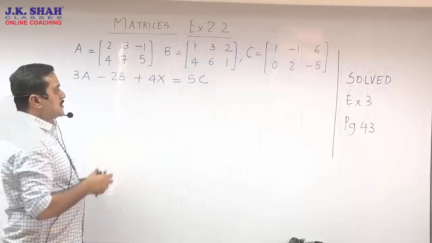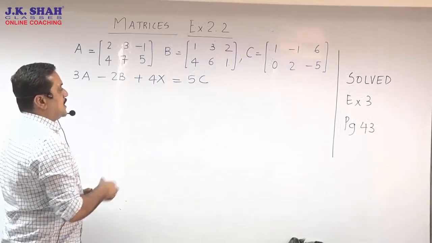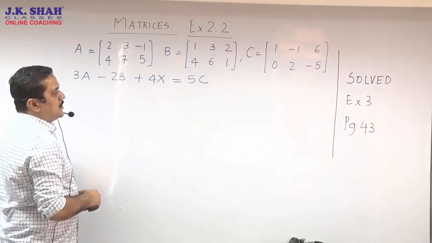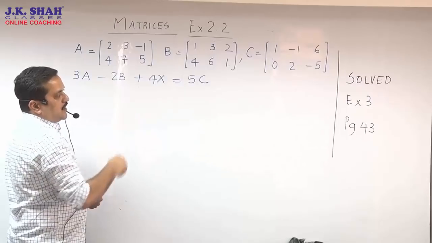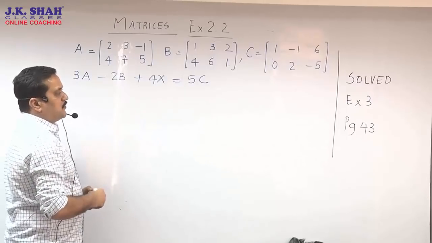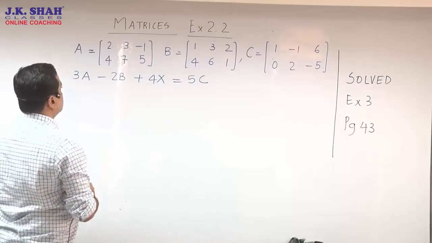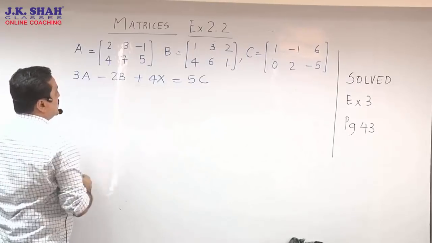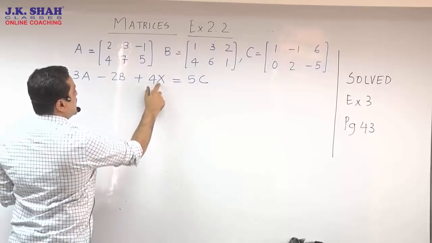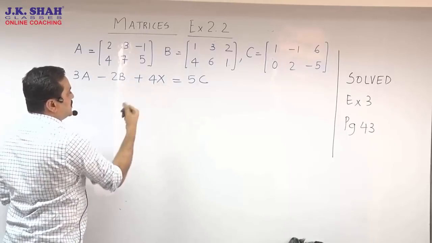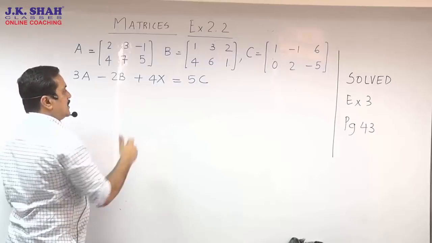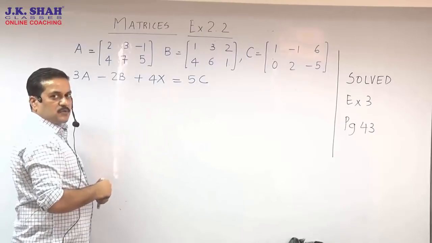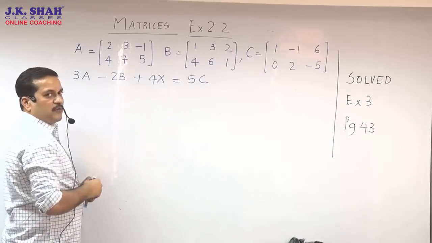We move to the next question. As you can see on the right corner of the board, it's solved example 3, which you will get on page number 43. Now, matrices A, B, C are given, they are giving us one equation over here, and the question is to find the matrix X. Now, if this was an algebraic equation, what would you have done? You would have kept X here and taken all the other terms to the other side. Same you do over here also.